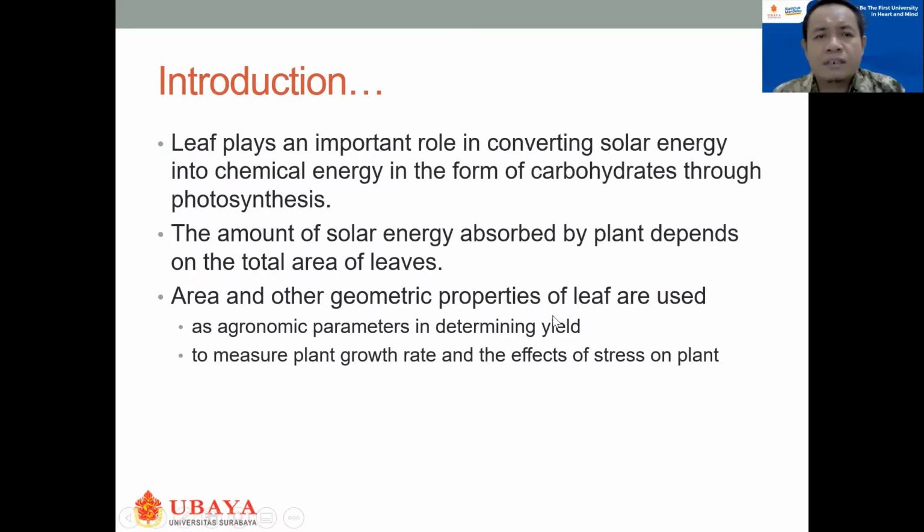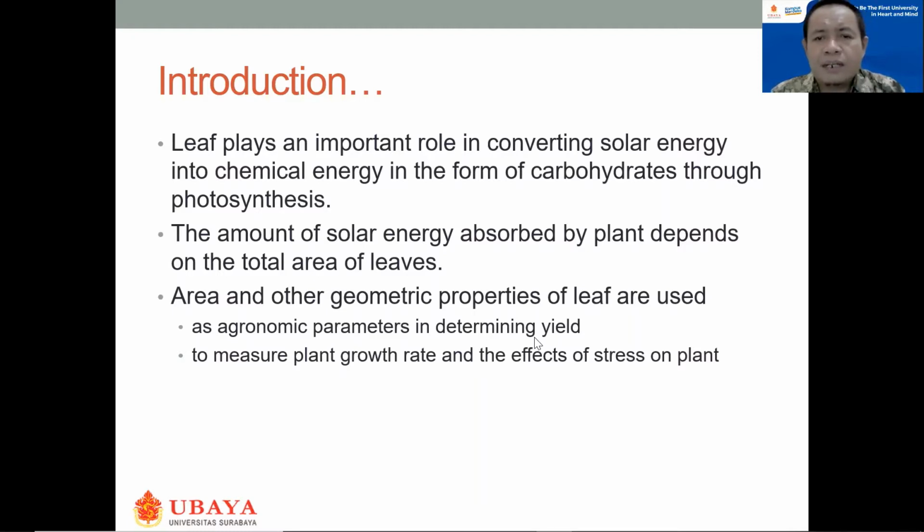Introduction. Leaf is the organ of plant that has an important role in converting solar energy into chemical energy in the form of carbohydrate through photosynthesis process. Carbohydrates are used as source of energy for plant growth, and the amount of solar energy absorbed by plant depends on the total area of leaf, which is the sum of its individual leaf area in the plant.